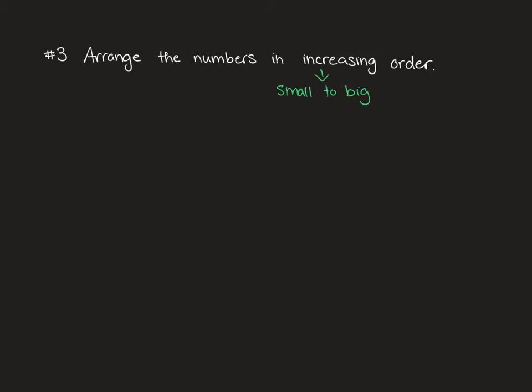Question 3 asks you to arrange the numbers in increasing order. Remember that increasing means we're going from small to big. Our first job is to look for the smallest number in this list.